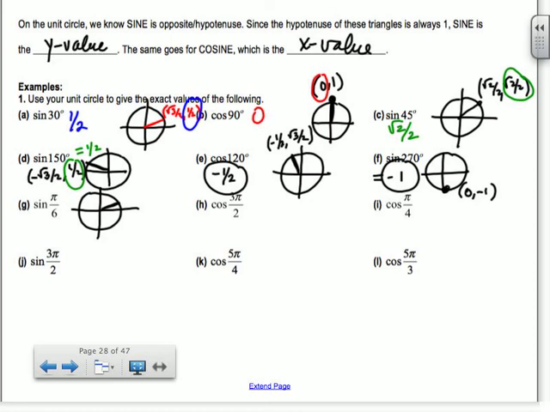So if I have pi over 6, I go over a little, up a lot, so that's square root of 3 over 2, comma 1/2. So the sine value is 1/2. If I ask cosine of pi over 6, it would be square root of 3 over 2.